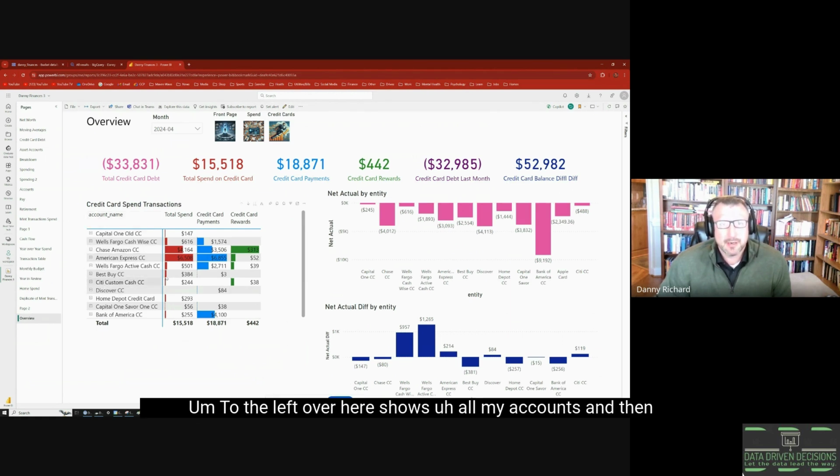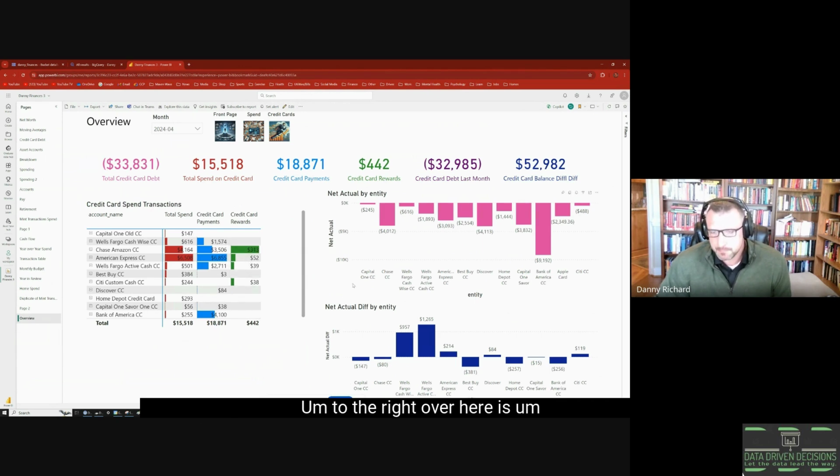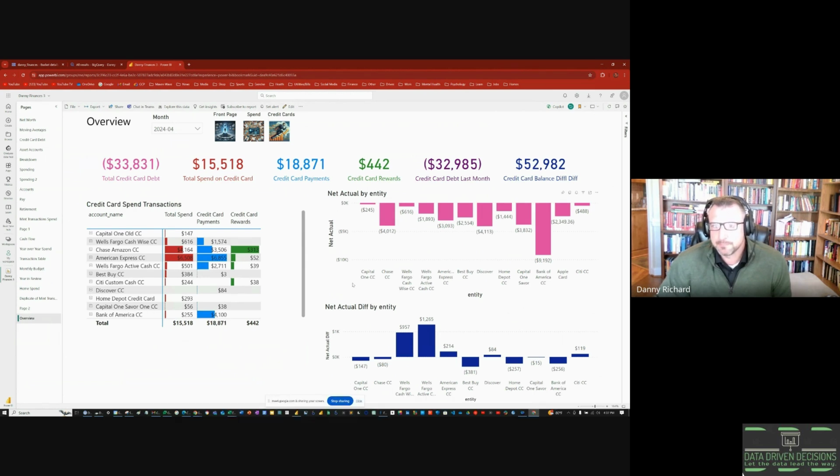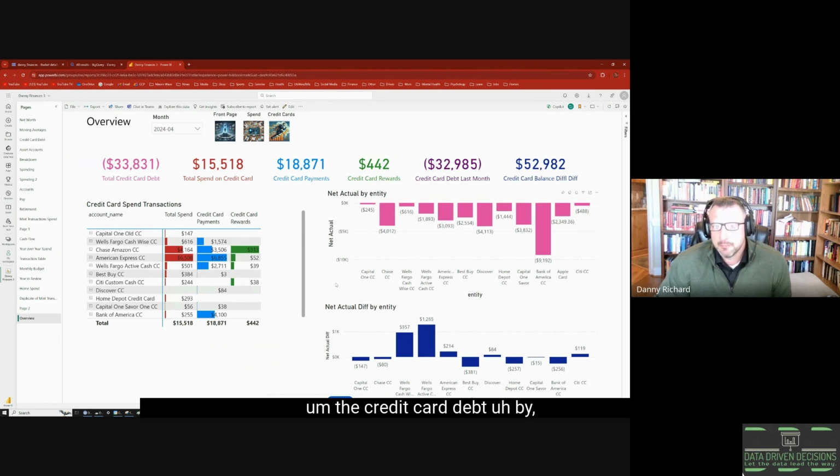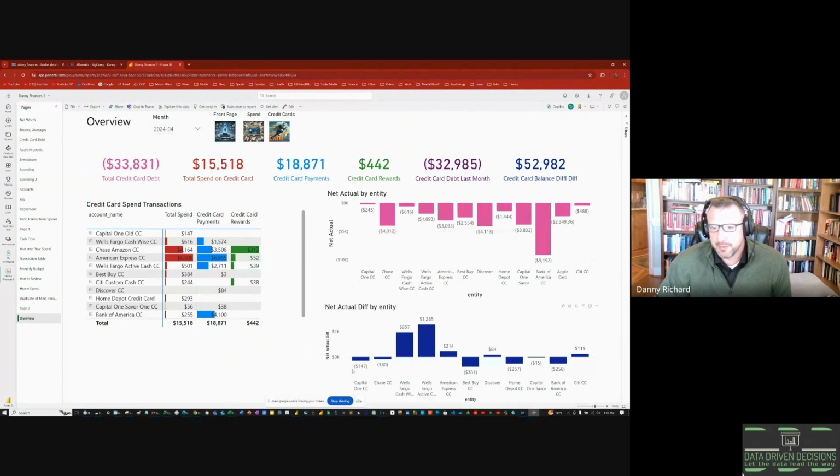To the left over here shows all my accounts and how much I spent on each credit card account, how much I made a payment towards, and how much I received in rewards. To the right over here is the credit card debt by credit card. So most of my credit card debt is on my Bank of America. And then this is just the change in the credit card balance month over month.